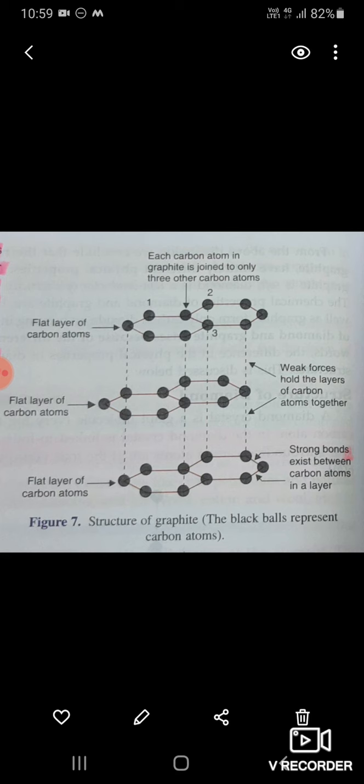Thus, only the three valence electrons of each carbon atom in graphite are used in bond formation. The fourth valence electron of each carbon atom is free to move. Due to the presence of free electrons in a graphite crystal, it conducts electricity. Just like diamond, graphite also has a very high melting point.